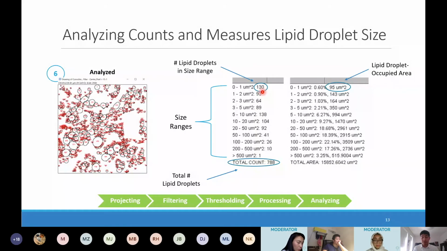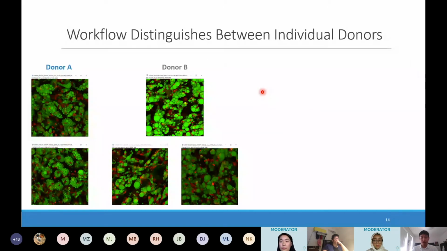So ideally, we'd use our imaging workflow that we developed to be able to validate our 3D in vitro model and show that there are larger lipid droplets and fewer lipid droplets upon lipid stimulation. However, due to COVID-19 lab closures, that experiment is still ongoing and we still have to obtain those images. But nonetheless, we can still try to validate our workflow by assessing donor-to-donor variation.